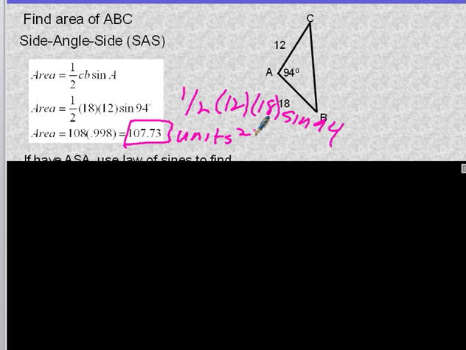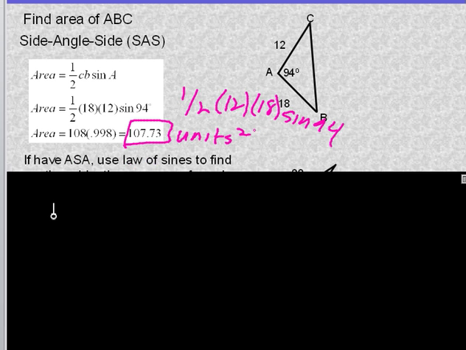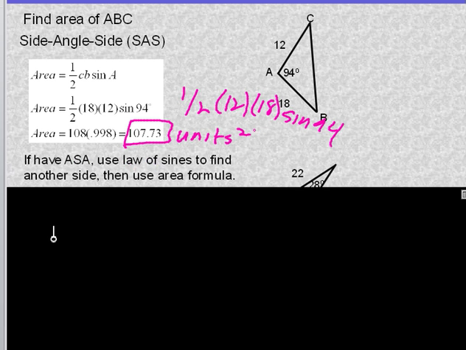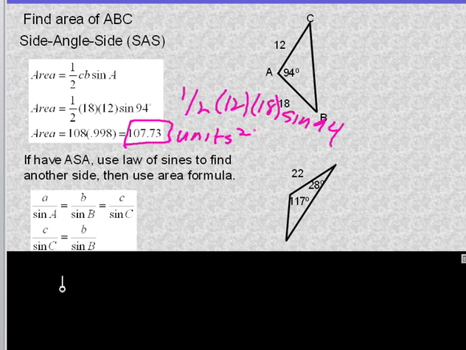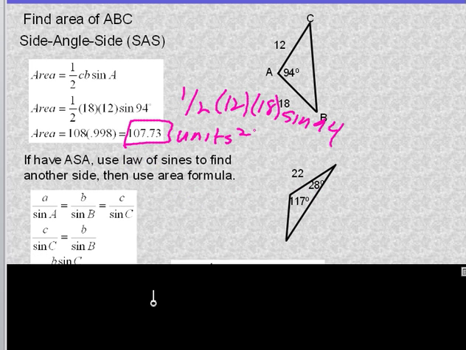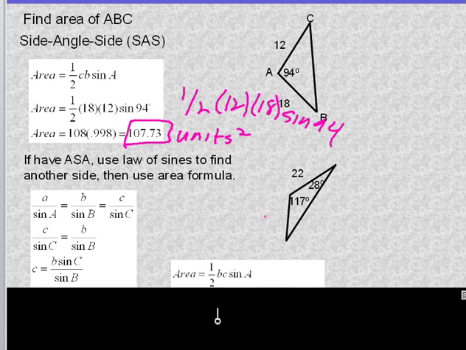I don't have units in this case, but if I do, you should make sure, since it's an area, they're squared units. Sometimes you don't have side angle side, so here's one where you have angle side angle. We're going to have to use the law of sines here to get another side length so we can use this formula. It doesn't matter which one I find; either way, I'm going to have two sides and the included angle.